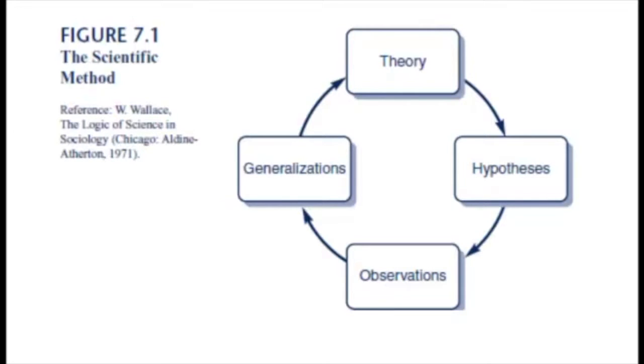This video discusses the scientific method covered in Chapter 7. The scientific method starts with a theory based on sound scientific principles. We then formulate hypotheses we wish to examine. We then take a sample of data and test our hypothesis, and then generalize back to the population.